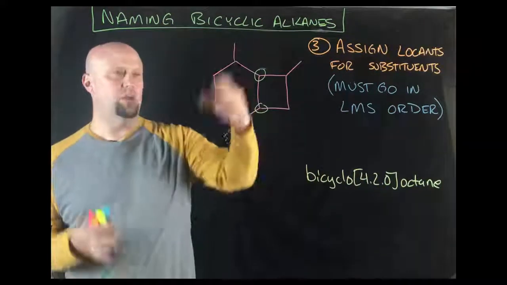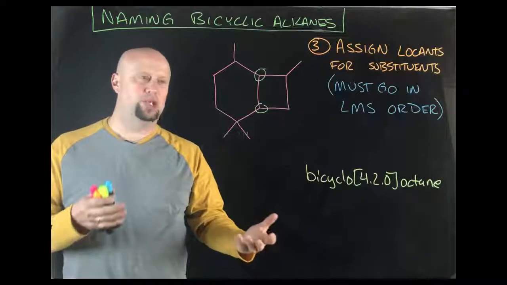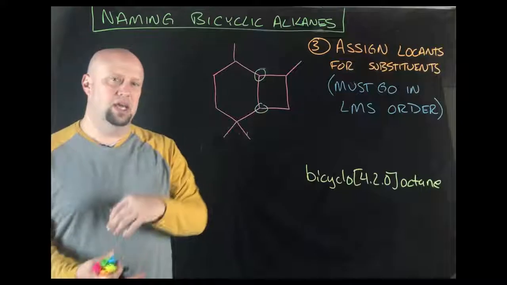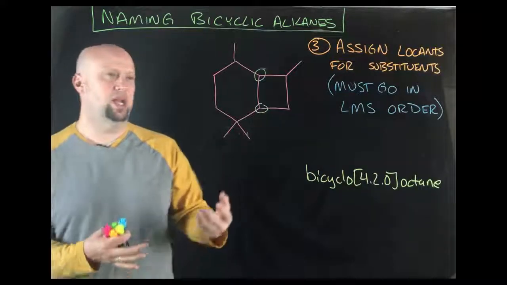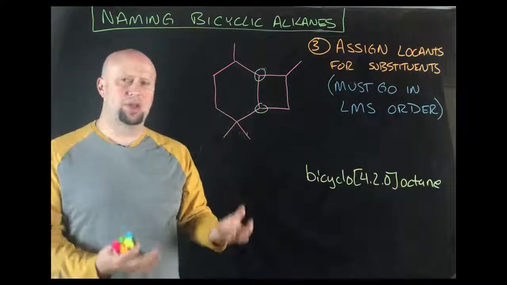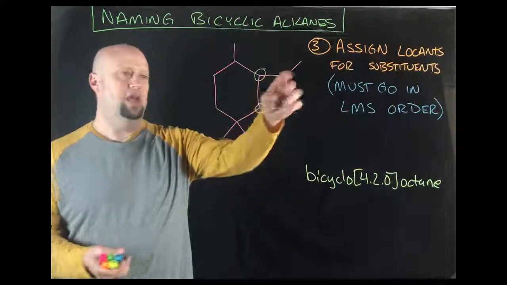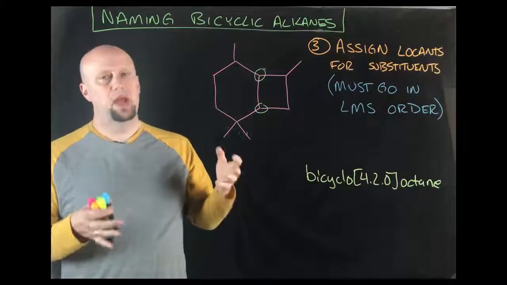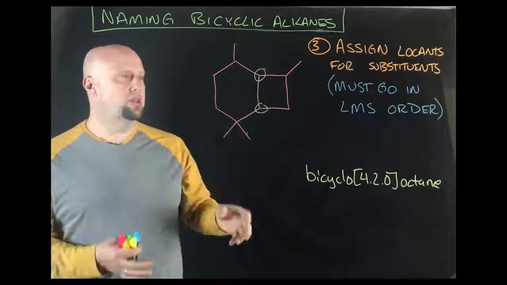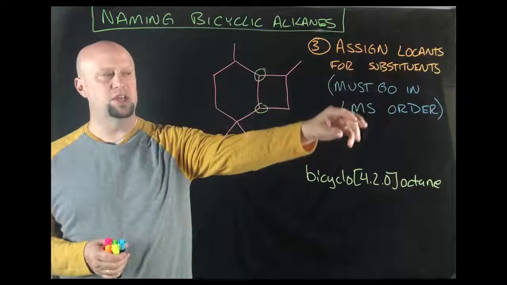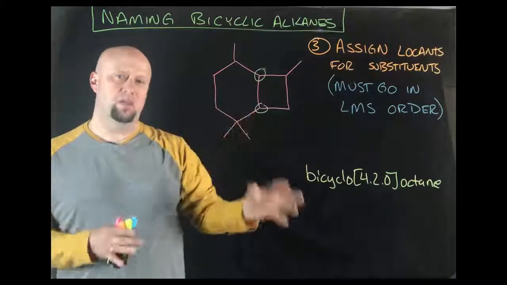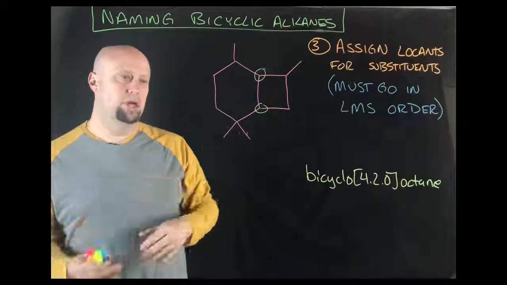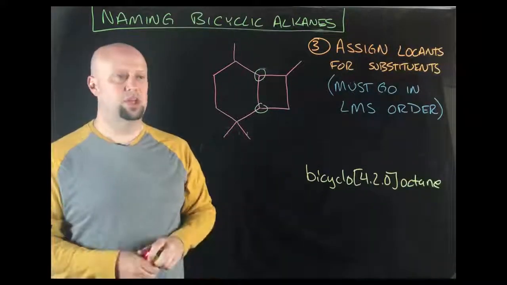But the question is, how do I assign the numbers then? Like, where do I start? I've got so many different places. I mean, I know normally I would start at the end closest to where there was a substituent, but I've got this ring structure, so I don't really have an end in any case. So do I start here where I'd make that one, or how does that work? Well, the pattern for bicyclic structures is that you're going to assign the locants, and you have to go in LMS order. In other words, you have to go in the order of the paths, longest, middle, shortest path, to be able to assign the numberings.